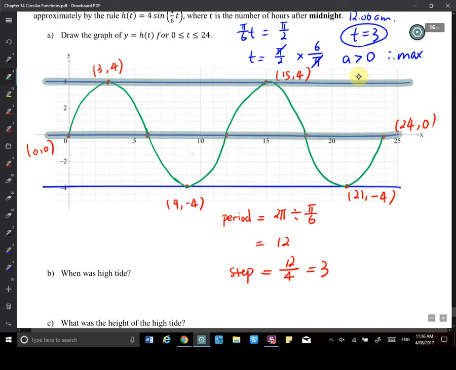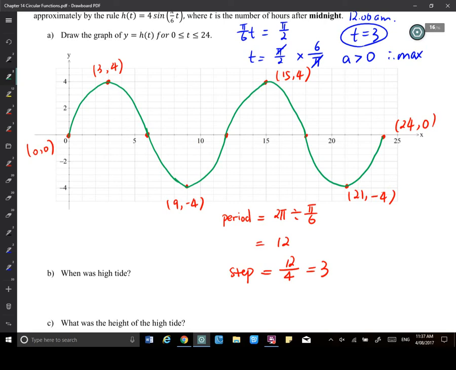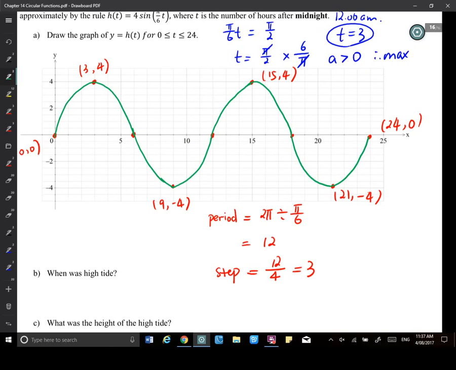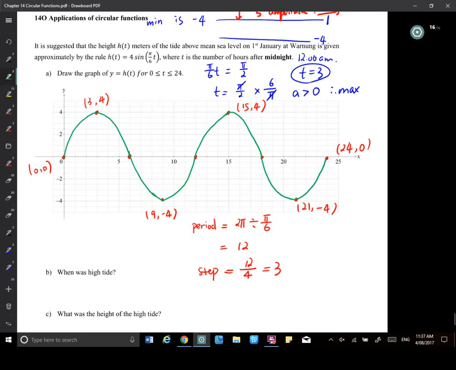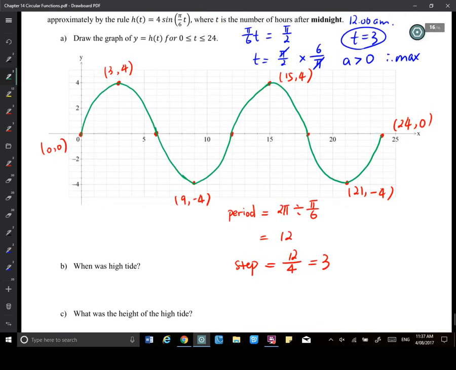Okay, so we have that. You label the endpoints, and you label the two endpoints and the maximum and minimum points.